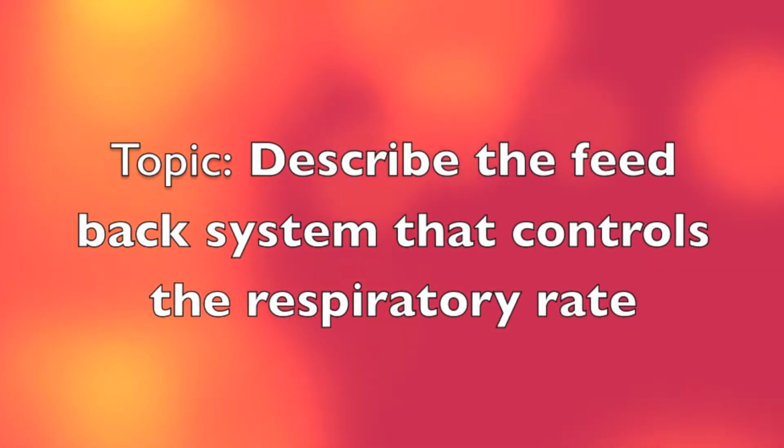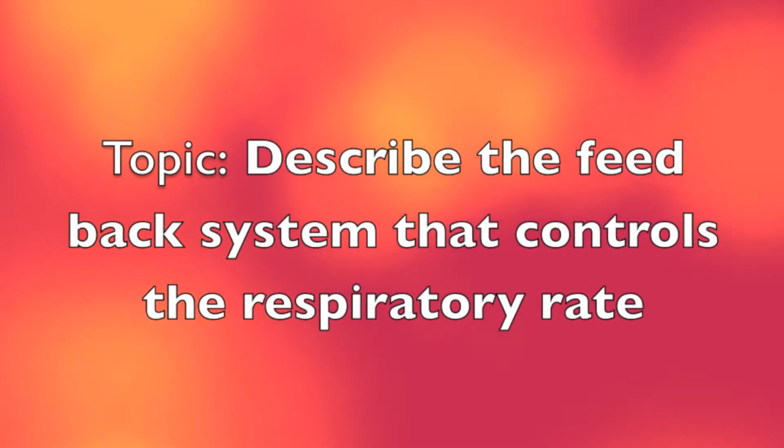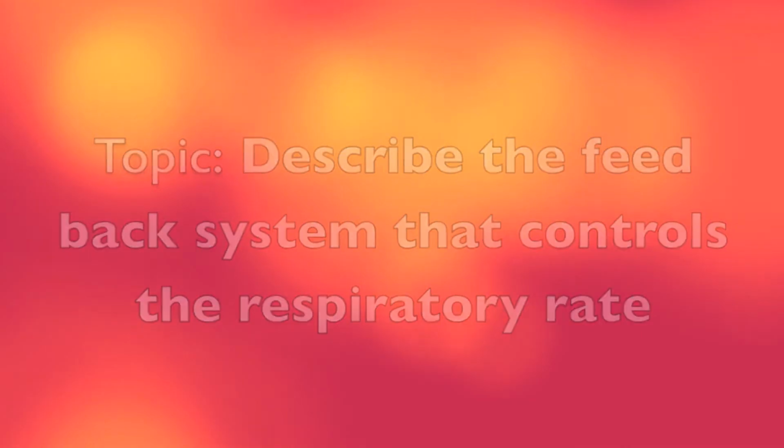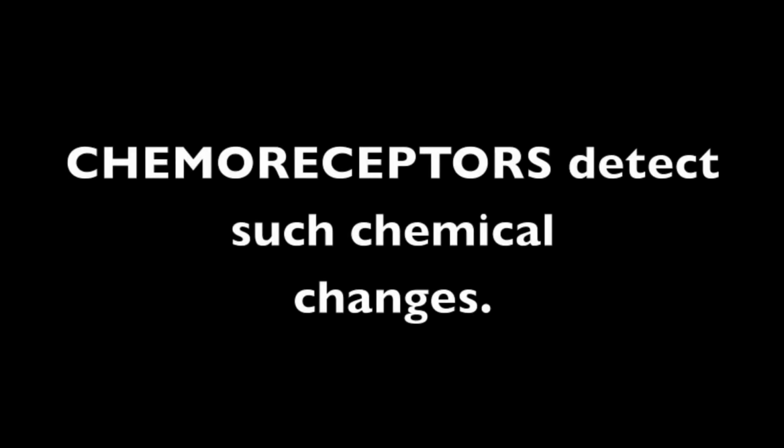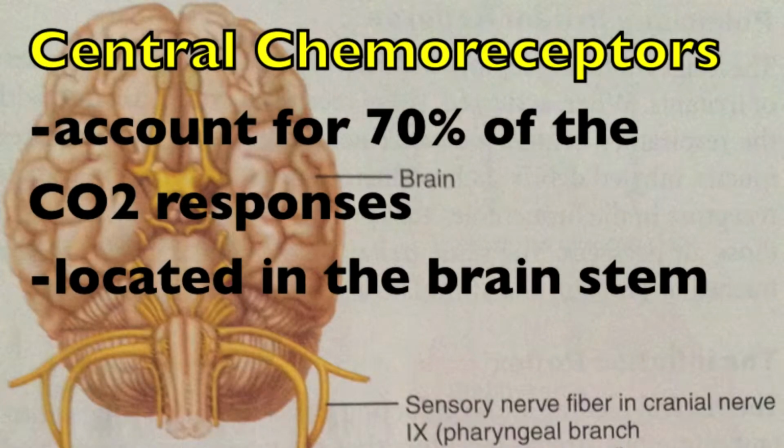Topic: Describe the feedback system that controls the respiratory rate. Breathing patterns are determined by carbon dioxide and oxygen concentrations in the blood. Chemoreceptors detect such chemical changes. Central chemoreceptors account for 70% of the carbon dioxide responses. They are located in the brainstem.